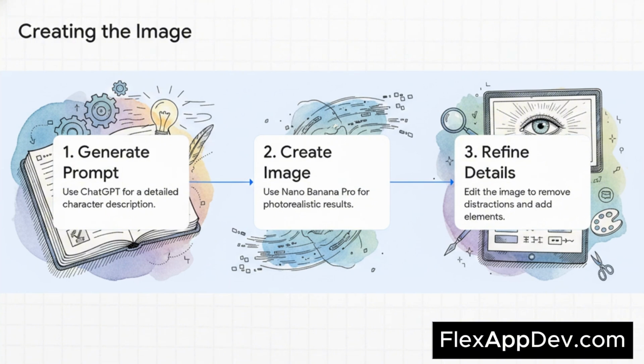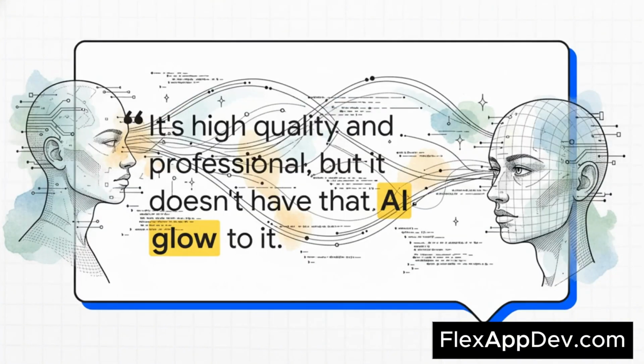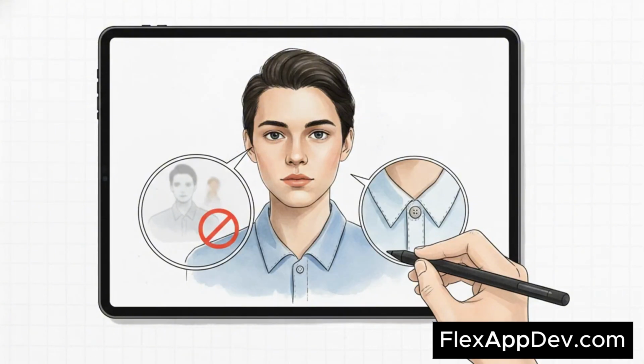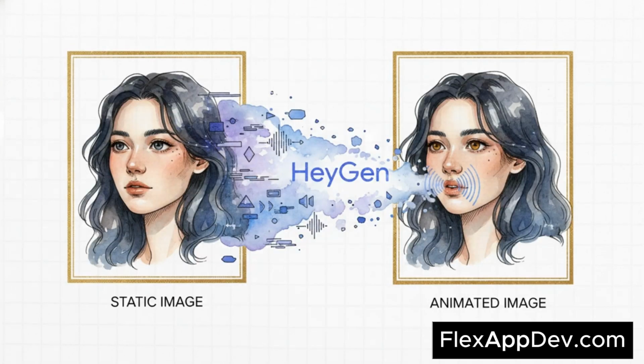Let's break it down. See, you want it to look professional, but not too perfect. You don't want that weird AI glow. What's really cool is you can actually edit the AI image, clean up the background, add little details. All right, our image is ready. Now let's make it talk.